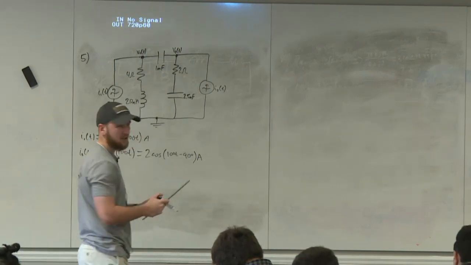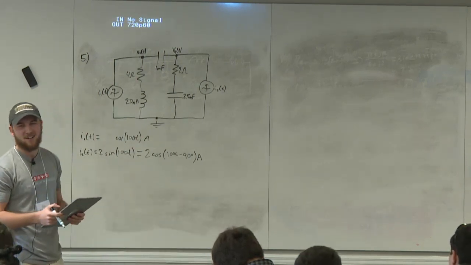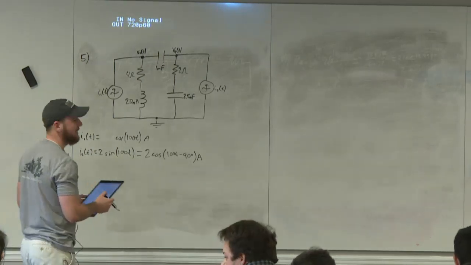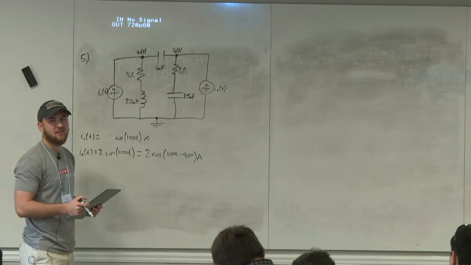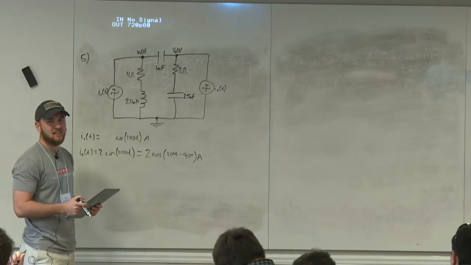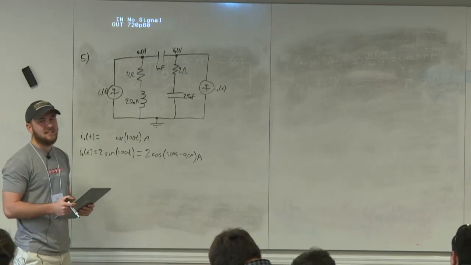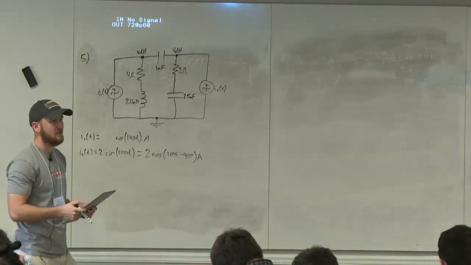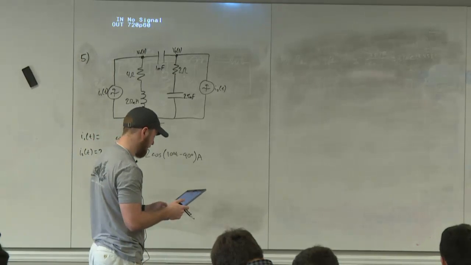We'll just stick with node, it's easier this way. Because you have to find Vx and Vy, and you cannot find it directly if you are doing it with mesh. With mesh, it's going to get you a current, and then you have to use that current to solve for Vx of t and Vy of t. So we'll just do node.